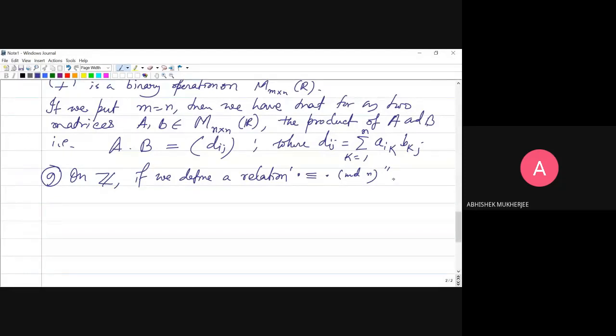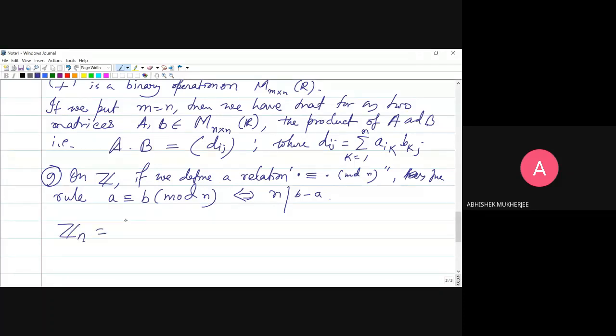By the rule, A is congruent to B mod n means n divides B minus A. And with the help of this relation, you can partition the set into disjoint equivalence classes. And what are the disjoint equivalence classes? The classes will be the 0 class, 1 class, 2 class, 3 class, up to the n minus 1 class.